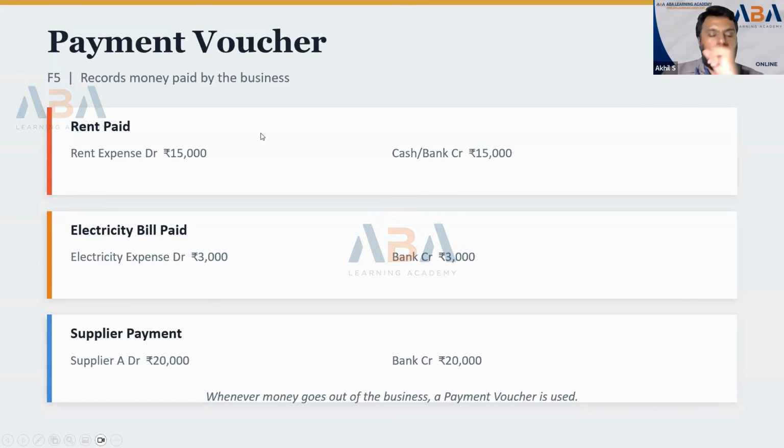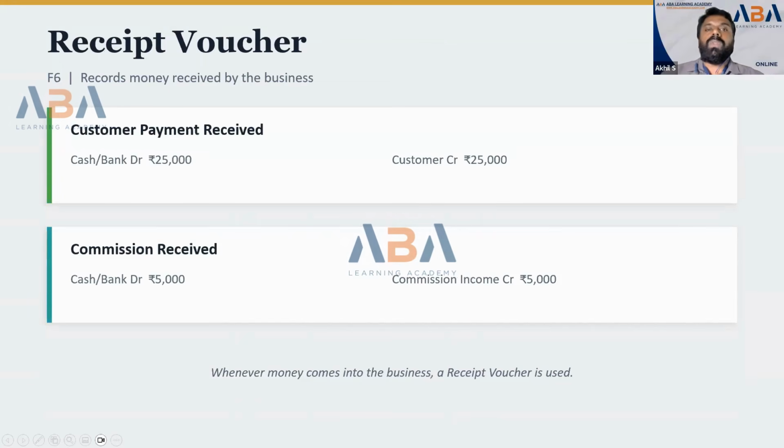So here we can see the note: whenever money goes out of the business, a payment voucher is used. This is also very much important. So this is payment voucher. Shortcut key is F5. And next is receipt voucher.